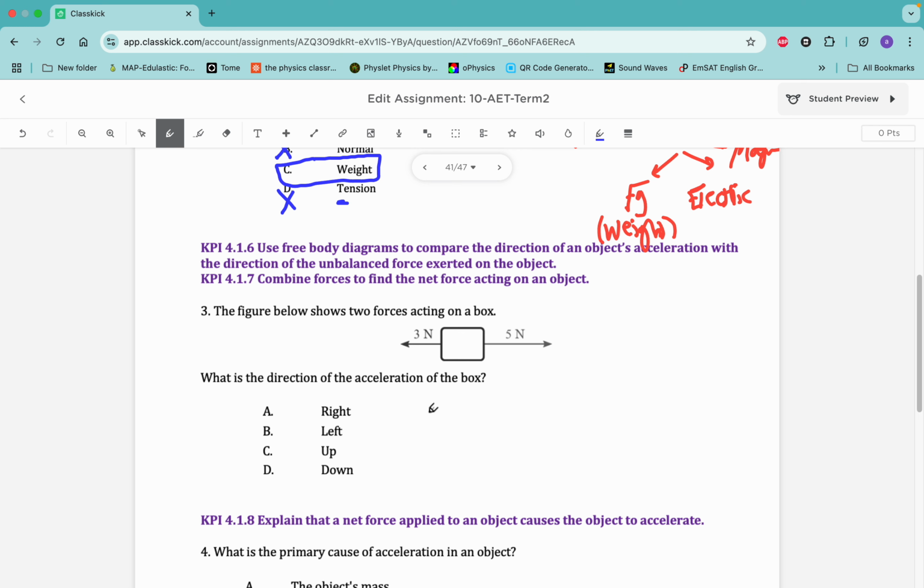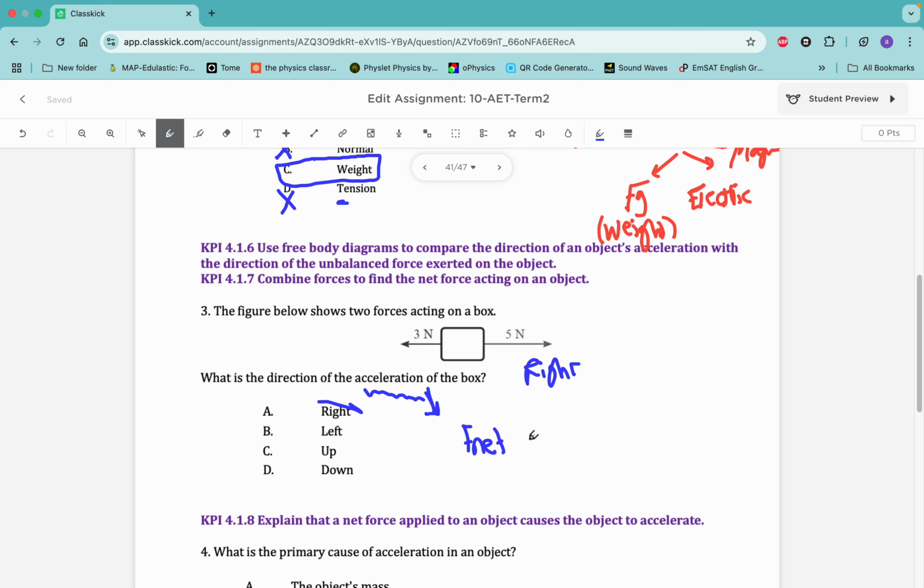Going to this question, the figure below shows two forces acting on a box. As we can see, we have two forces, 5 to the right, 3 to the left. What is the direction of acceleration? We always know that acceleration is in the direction of the greater force. So the greater force is to the right, so automatically acceleration is going to be to the right. Or we can consider that the acceleration is always in the direction of the net force.